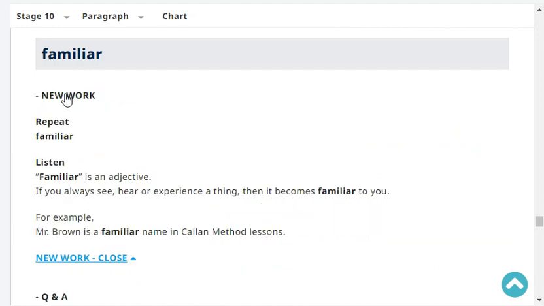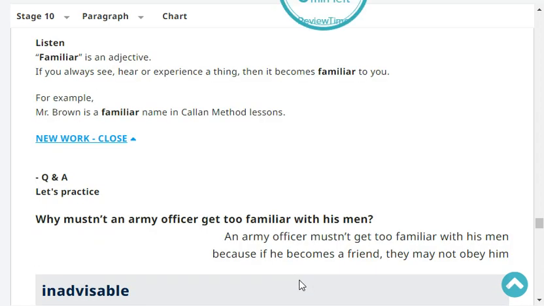Familiar. Very good. Okay, listen. Familiar is an adjective. If you always see, hear, or experience things, then it becomes familiar to you, like common. For example, Mr. Brown is a familiar name in the Callan Method lesson. Okay, let's practice. Why mustn't an army officer get too familiar with his men?